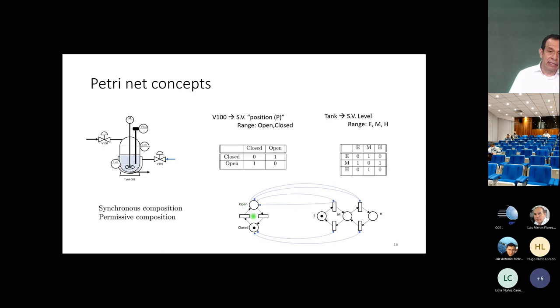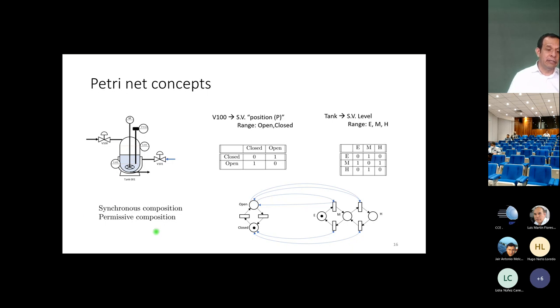How many places does this state variable have? It has as many places as different values. So it has two different values, open and closed, and then I have these two places. I will add this transition because I can go from the closed to the open state in a single step. I do the same for the other ones in these tables, and I will obtain two different Petri nets that are separated, each one representing a state variable.